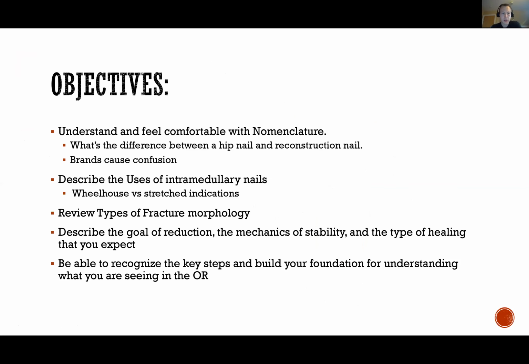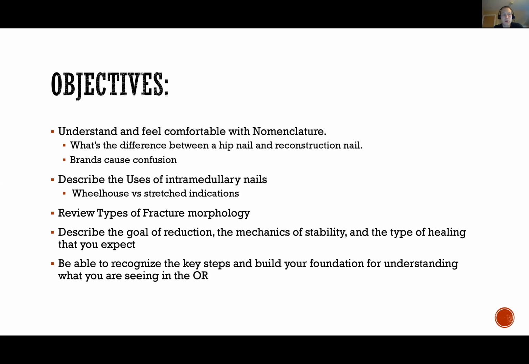So my objectives, what I hope for you guys to take from this, I want you to understand and feel comfortable with the nomenclature that we use around intramedullary nailing. For instance, what's the difference between a hip nail and a reconstruction nail? Brands tend to cause confusion. That will come with time, so I don't want you guys to try to focus on that. I want you to be able to describe the use of an intramedullary nail and understand what indications are in the wheelhouse of a nail and where are the stretched indications and what we term extreme nailing, where it's really coming to some technical extremes.